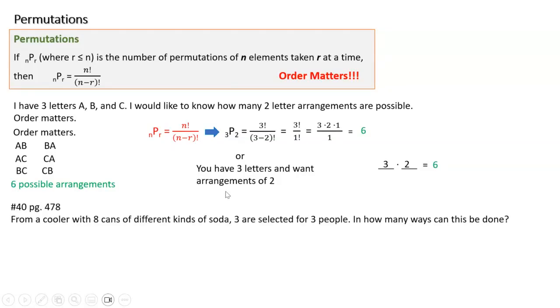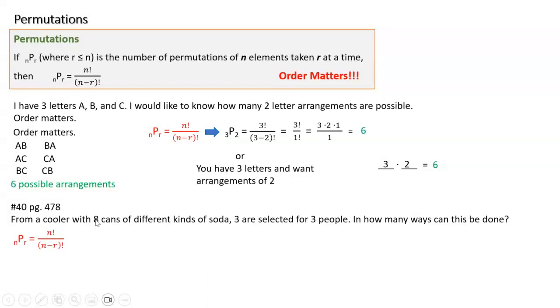Okay, number 40 on page 478. From a cooler with 8 cans of different kinds of sodas, 3 are selected for 3 people. How many ways can this be done, right? So I'm going to do it both ways, by permutation or by putting a slot for each choice, guys. So first, let's do it by the formula of permutations.